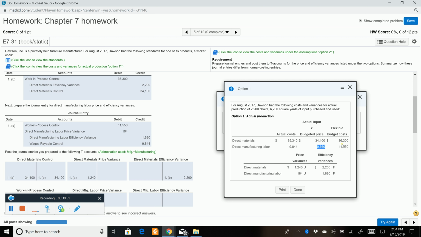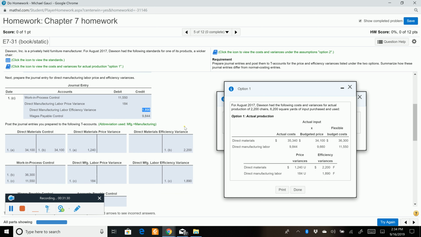Now we compare column 2 to column 3. Column 2, we were using the actual hours and budgeted price. Column 3, we're also using the budgeted price, but we're using not the actual hours, but the hours allowed for this level of activity. You could see we came in a lot lower using the actual hours. So we were very efficient with our time. The difference between the 9,660 and the 11,550 is 1,890, and that is a favorable efficiency variance. That's why it'll be a credit balance.